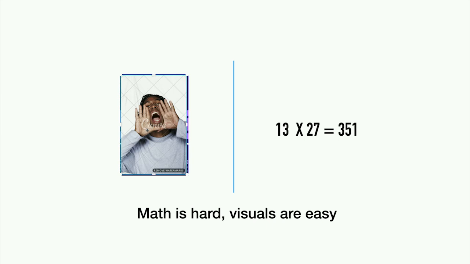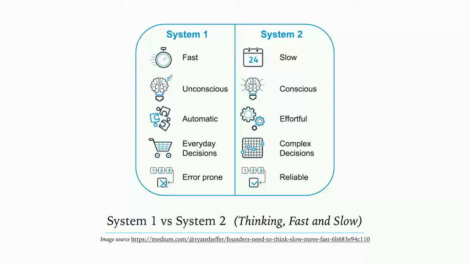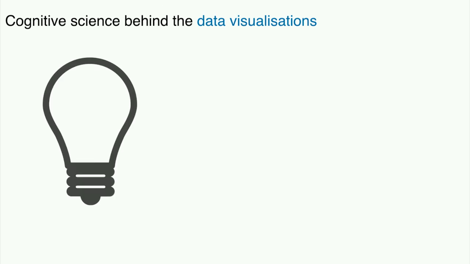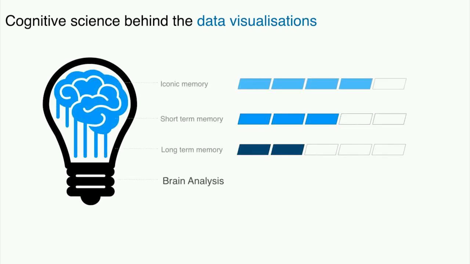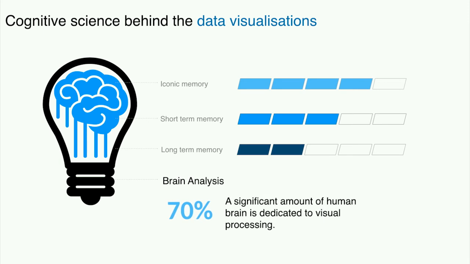Visuals are easy. So when you're creating something, you want your user to see something fast, and that's what data visualization does for you. It gives you that way: okay, these are the fast results. Because that's how our brain works. That's the cognitive science: 70% of a human brain is dedicated to visual processing. We basically consume visuals really quickly. That's why data visualization is also really good, because we consume it really quickly.